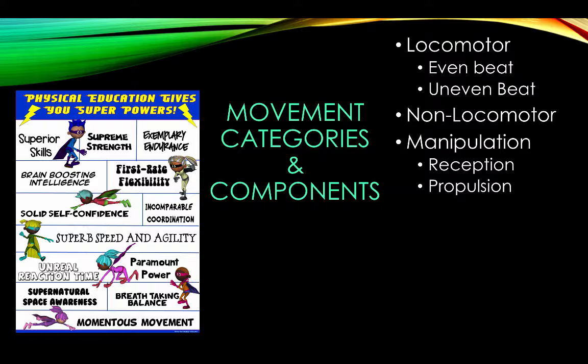The next movement category we're getting into is manipulation. Manipulation is when you are actually interacting, manipulating an object. And so 2 different components for manipulation can be receiving or reception of an object, or propelling or propulsion of an object. So you can think of catching would be reception, while overhand throwing would be the component of propulsion. Both are under the movement category of manipulation because we're manipulating a ball and potentially a glove as well.